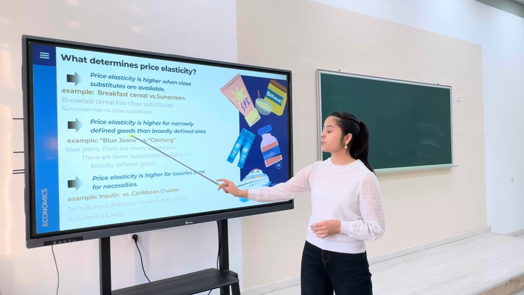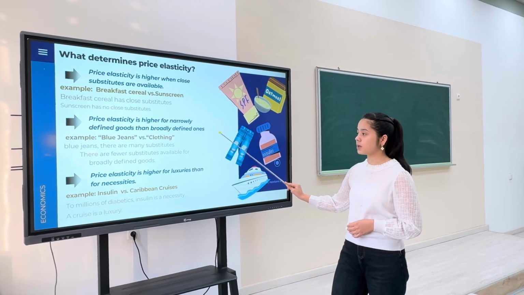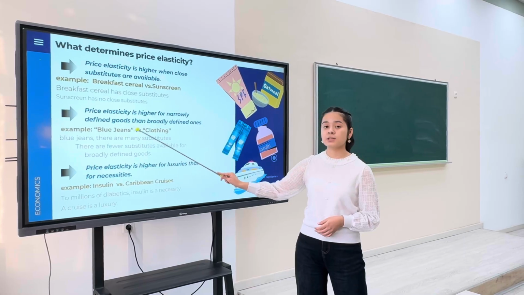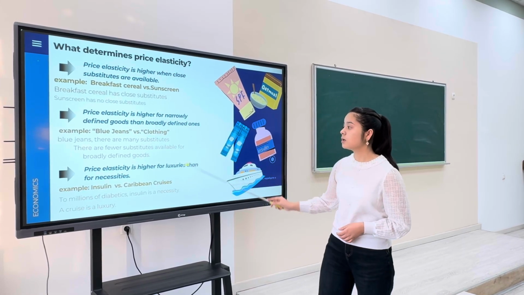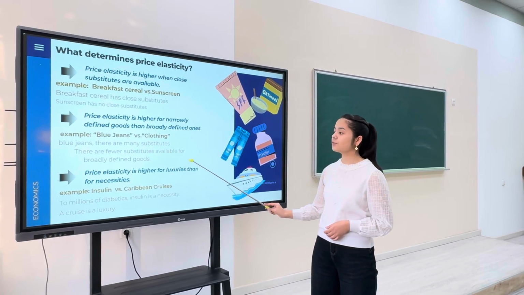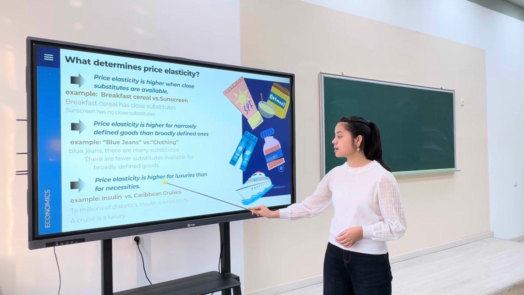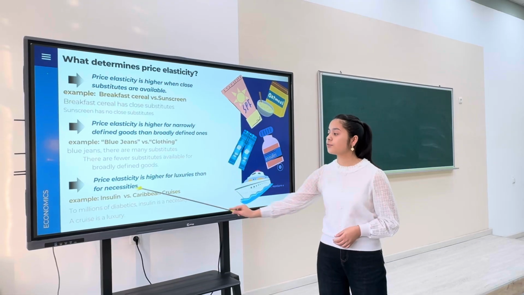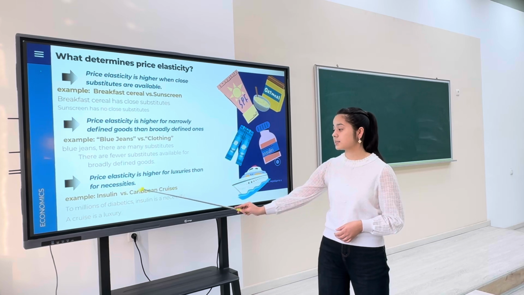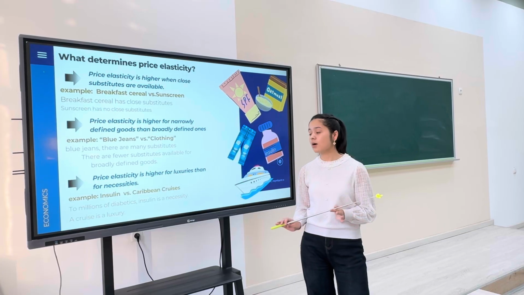The second one is that price elasticity is higher for narrowly defined goods than broadly defined ones. As an example, blue jeans and clothing. Blue jeans are narrowly defined and clothing is broadly defined. For blue jeans there are many substitutes, and there are fewer substitutes available for broadly defined goods. The last one is that price elasticity is higher for luxuries than for necessities. We can take insulin and Caribbean cruises as an example. To millions of diabetics, insulin is a necessity and cruises are a luxury.